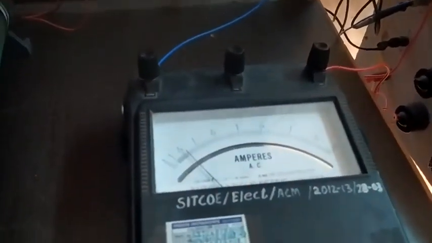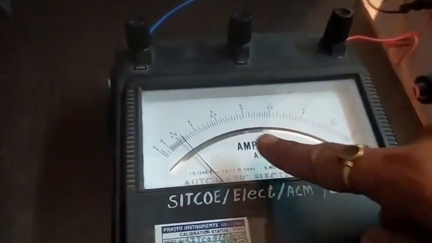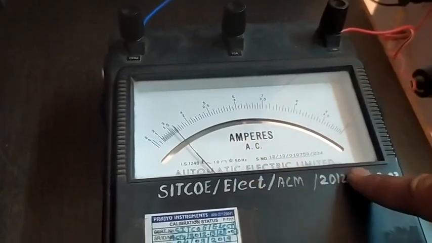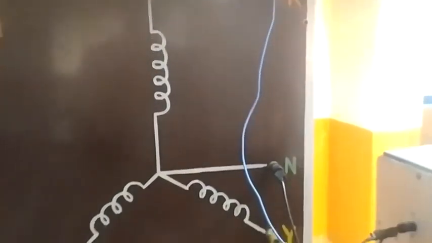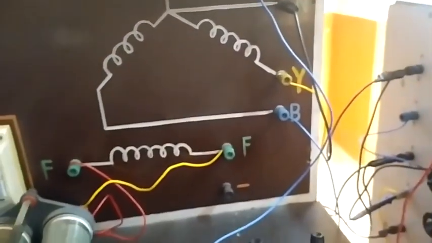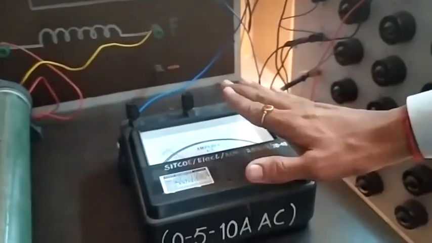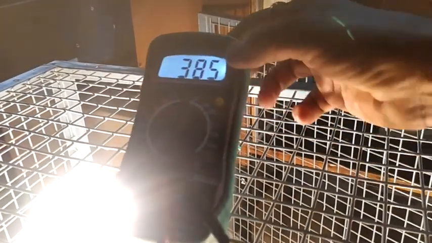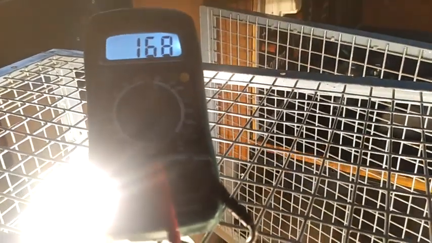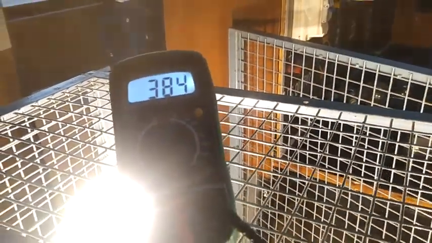Now you can see that there is a variation in the output current of the alternator. The output is connected to the R, Y, B and N terminals of the alternator. I have connected the load through this ammeter. This ammeter is used to measure the output current of the alternator, while this multimeter, this voltmeter, is used to measure the voltage of the generator. So this is one reading.